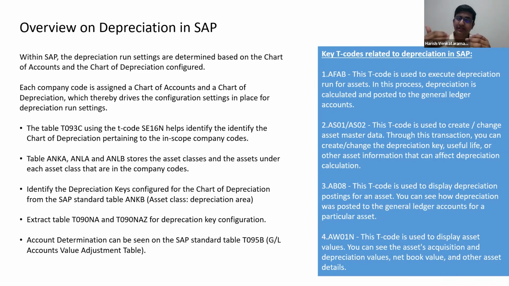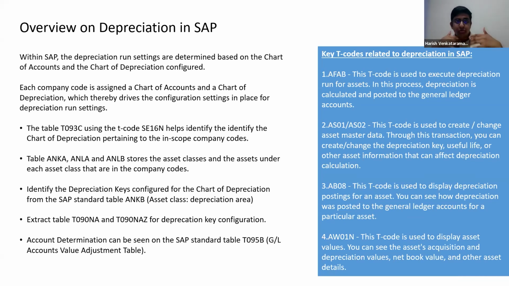And that will display to you all of the asset master data, including your depreciation key, useful life, and other asset information. And AB08 is used to display your depreciation postings against an asset. And AW01N is a transaction code that you can use to identify the current value of a specific asset. Right. Now, this is pretty much a high-level overview of depreciation.